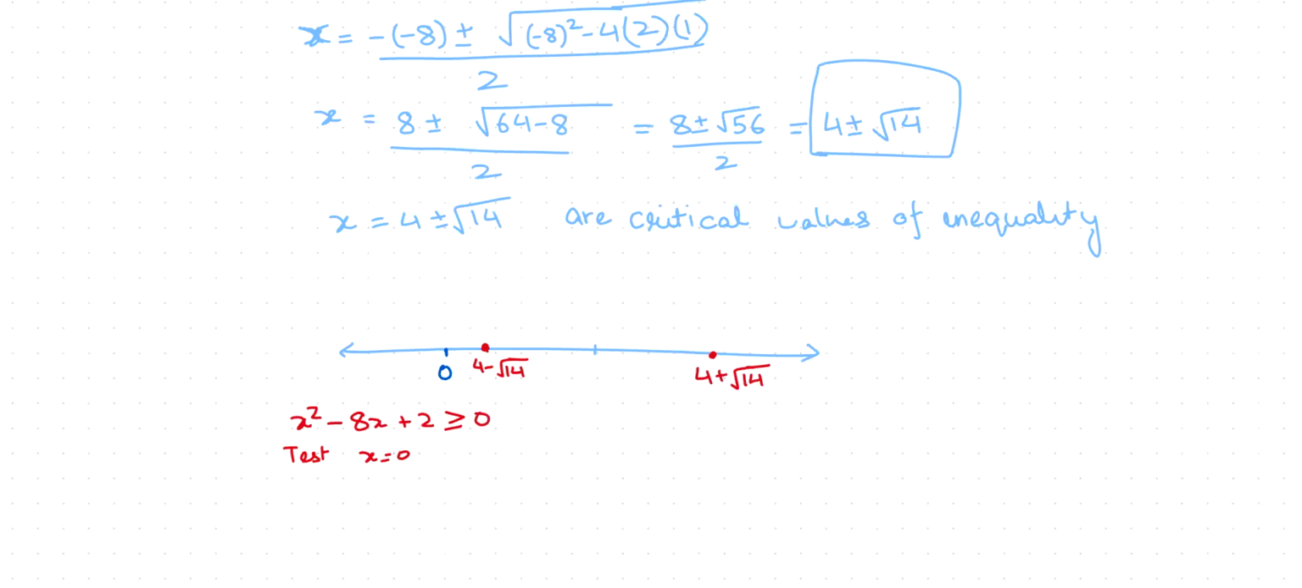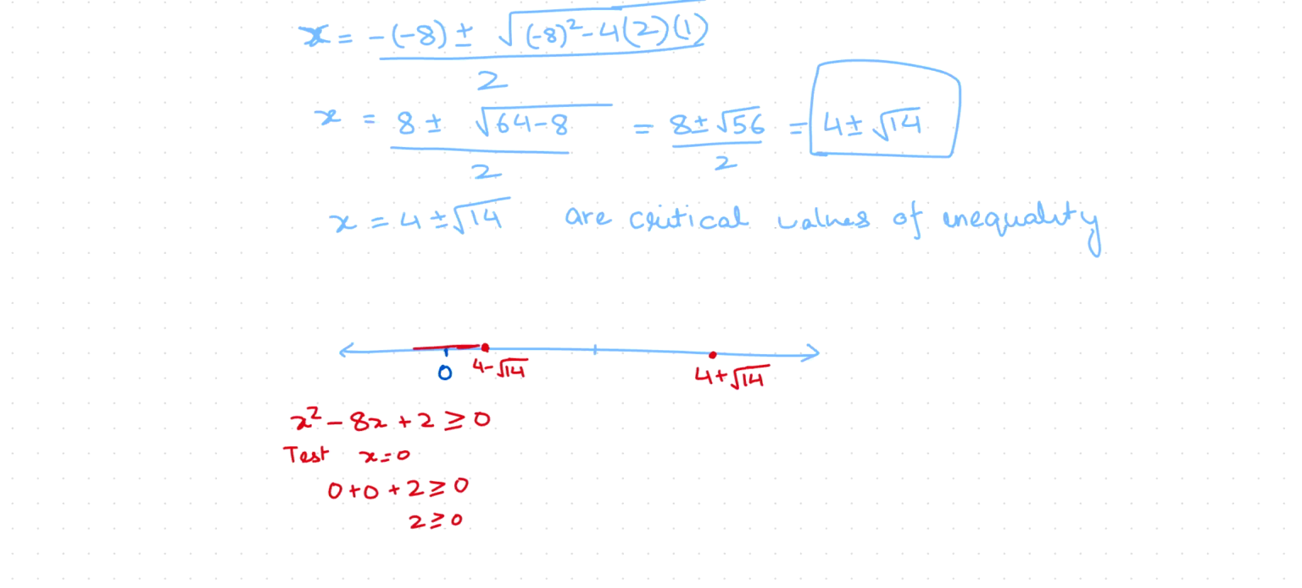So let's check if x equal to 0 is part of the solution. Let's substitute that. So 2 is greater than 0. It means that 0 is part of the solution. So we will draw like this.